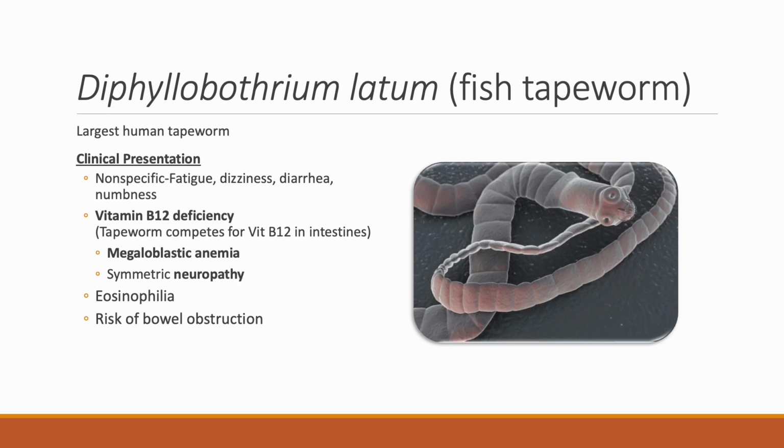One of the key features of this is vitamin B12 deficiency, as the tapeworm competes for vitamin B12 in the intestines. More advanced vitamin B12 deficiency can lead to megaloblastic anemia and neurologic symptoms including symmetric neuropathy. Not all patients develop megaloblastic anemia and neuropathy, but many will have low vitamin B12 levels. Additionally, patients may have an eosinophilia. Interestingly, similar to Ascaris lumbricoides, patients have a risk of bowel obstruction if the worms get tangled up upon themselves.